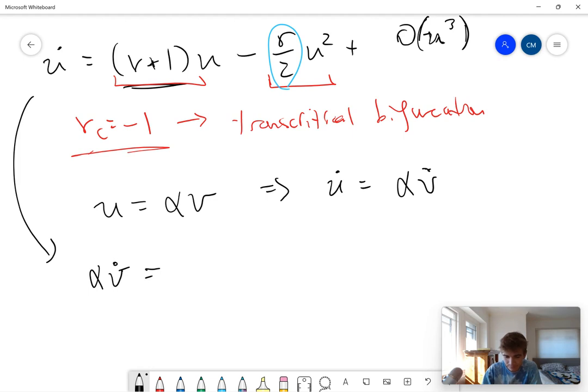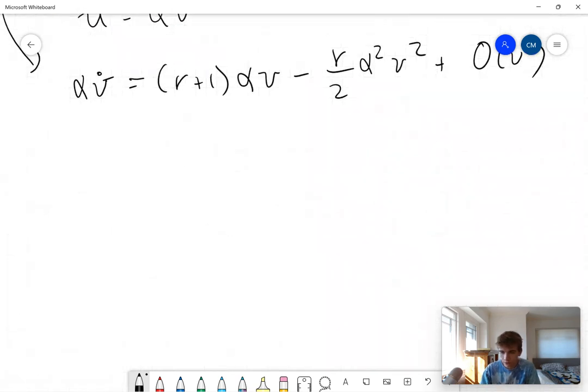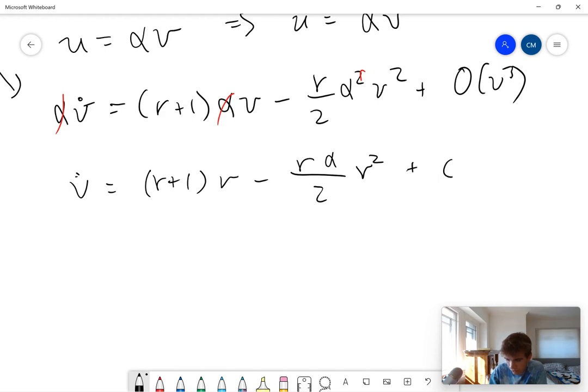Okay, so we have r plus 1 alpha v minus r over 2 alpha squared v squared plus, again, higher order in v terms now. Okay, and now I'm just going to cancel out the alphas here. So I'm left with v dot is r plus 1 v minus r alpha over 2 v squared plus higher order terms.